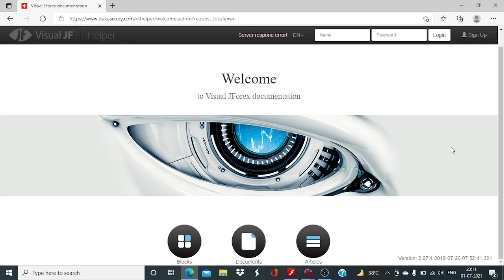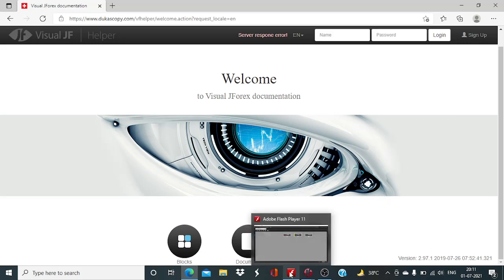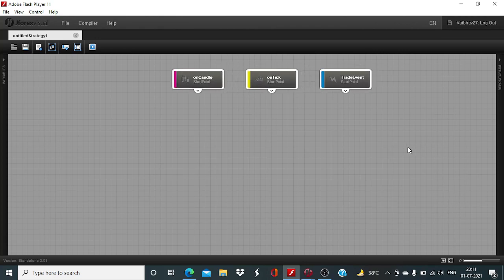In Visual JForex, we will be starting afresh to develop the algorithm using the indicator Ehlers Laguerre RSI, the relative strength index, which is a bit different than the traditional RSI, and we will see how we can adopt this indicator for our purpose of defining and designing the logical algorithm for the profitable execution of the trades on the JForex platform. So we head to the Visual JForex board, which has been developed by Dukascopy Bank SA.